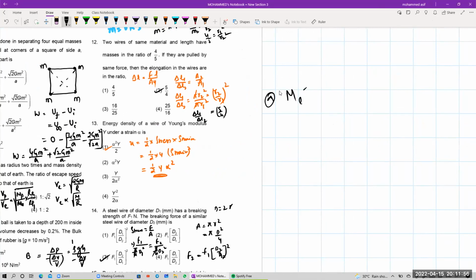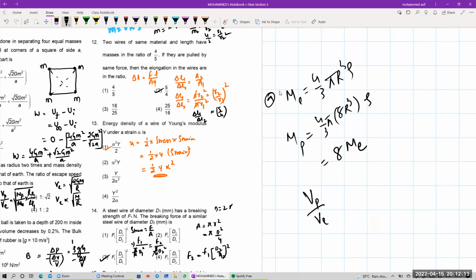मास ऑफ अर्थ विल बी इक्वल टू 4/3 pi into r cube into rho हो जाएगा. मास ऑफ द प्लैनेट विल बी इक्वल टू 4/3 pi into रेडियस कितना है बेटा? 8 into r cube into rho, यानी ये बन जाएगा 8 times of mass of earth. So velocity of the planet divided by velocity of earth will be equal to under root of mass of planet divided by mass of earth into radius of the earth divided by radius of planet था. अब इसको डाल दो, under root of this is 8 times of mass of earth divided by mass of earth into radius of the earth कितना है बेसिकली बताओ?